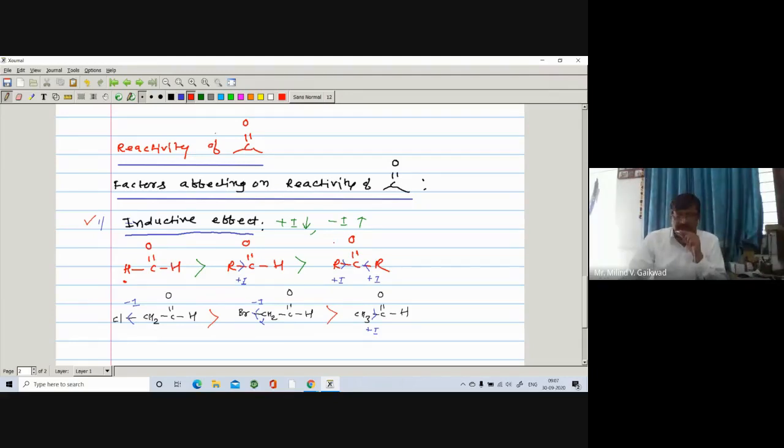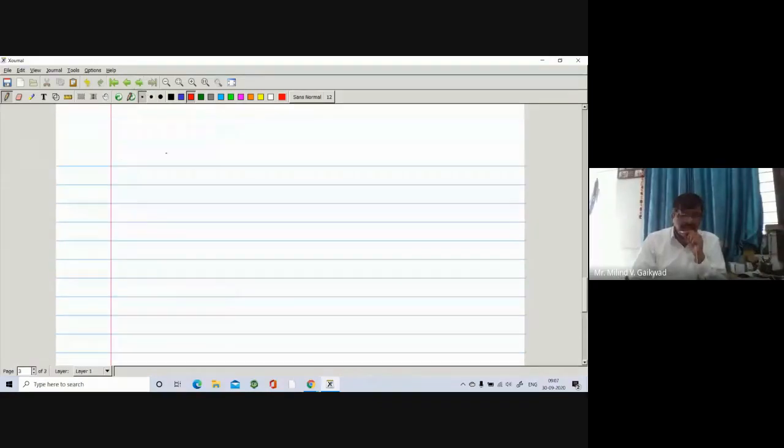So we can make a generalization that if there is a plus I effect, the reactivity of the carbon gets decreased. If there is a minus I effect, then the reactivity gets increased. So this is about the reactivity, right? Next factor is the resonance effect, right? So you know what is meant by a resonance effect. The delocalization of the pi bond is called a resonance effect.